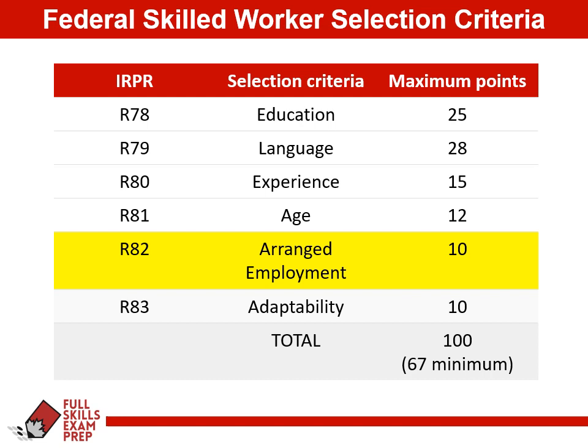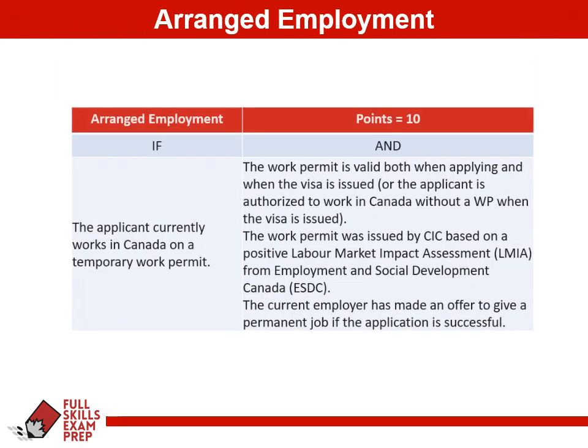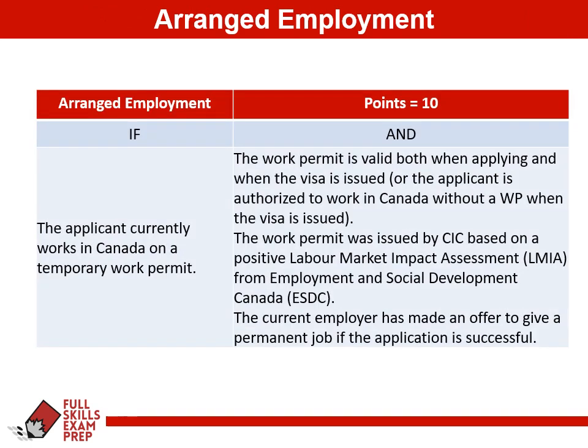Okay, this next one is a little bit more difficult, and this has to do with arranged employment. Now there's a maximum amount of points in here, and that is 10. So when we're looking at arranged employment, there's about 5 big scenarios that could happen, which would give the person 10 extra points under the Federal Skilled Worker Program.